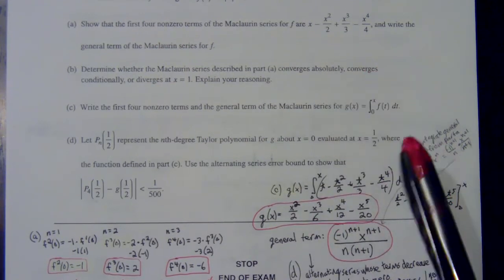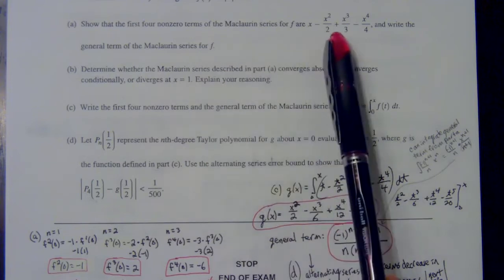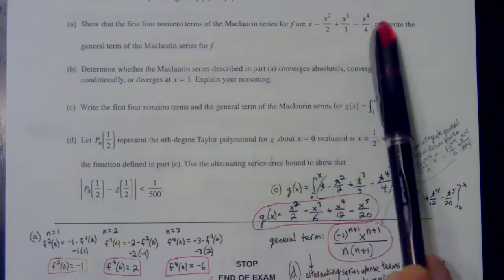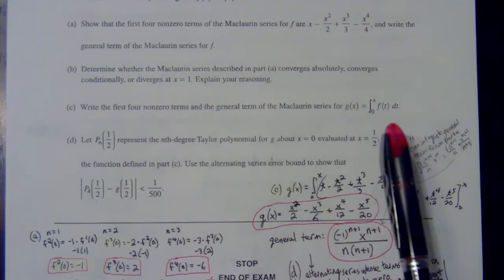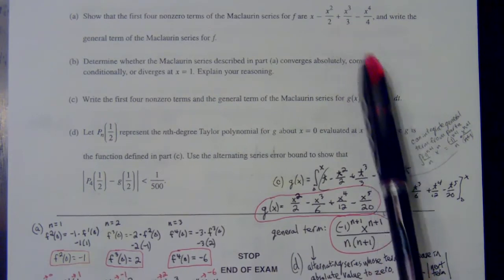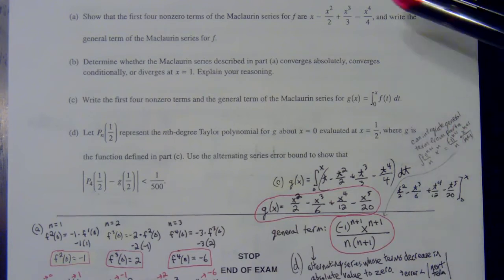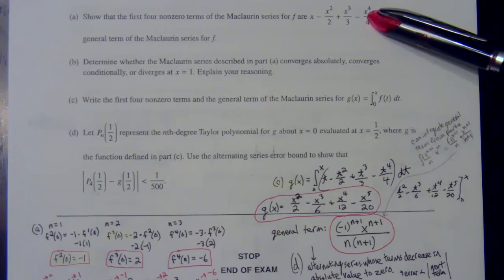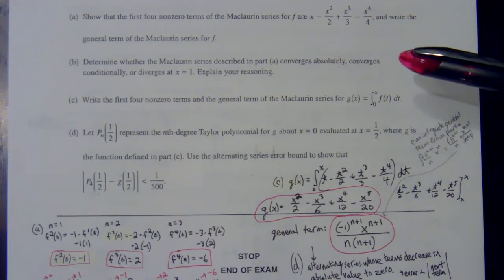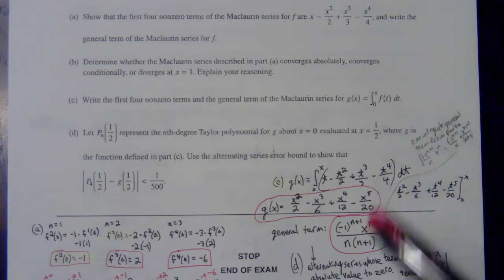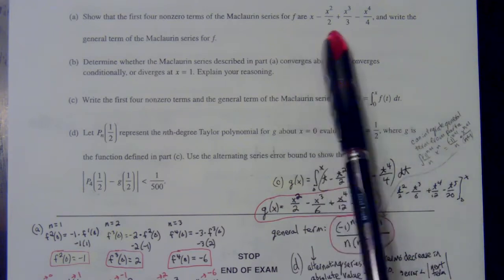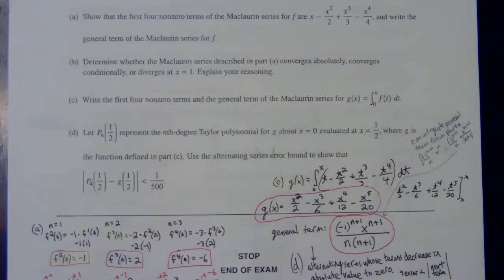Now that's kind of neat that they do that, because let's say you had trouble doing part A. You could still take those four terms right there, and when you see that integral on part C, you could integrate those few terms, and then boom, you have part C down, right? You could also look at this and get the general term right away, but we'll talk about that in a second. If you had trouble showing that, you could still do the other parts of the problem. So that's pretty good design there.